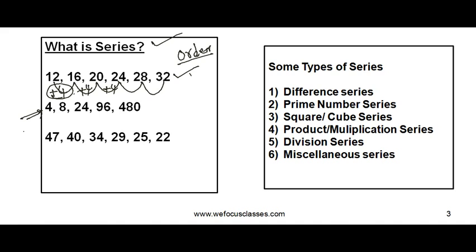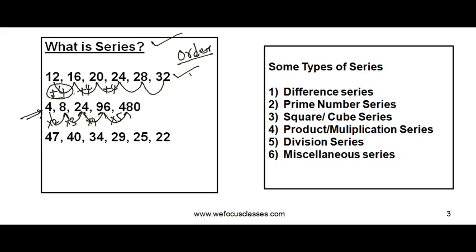Now go to the second example. Once you observe the numbers, it is given as 4, 8, 24, 96 and 480. So from 4 we get 8, from 8 we get 24, from 24 we get 96, from 96 we get 480. We can clearly say that 4 is multiplied by 2 to get 8, and 8 is multiplied by 3 to get 24, and 24 is multiplied by 4 to get 96, and 96 is multiplied by 5 to get 480. So the order is multiplication. So we can say that this is a multiplication series.